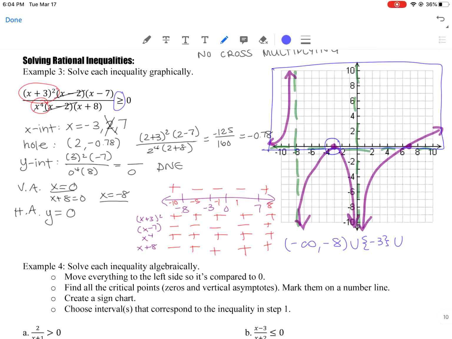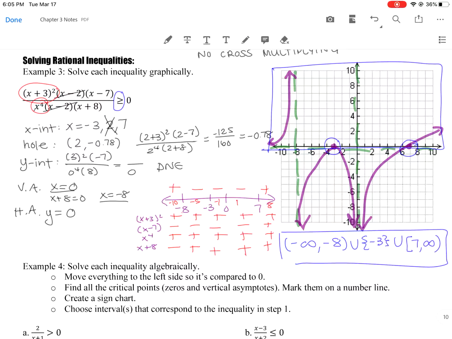And then we have at 7, since it's equal to 0, we're going to use a square bracket and then going to infinity. Notice we used a square bracket on 7 because that was an x-intercept, so it's equal to 0. But I use a parenthesis on negative 8 because that's an asymptote, so it's never going to actually be equivalent to that value. So there's our answer. Okay, so let's talk about why cross multiplication does not work here.